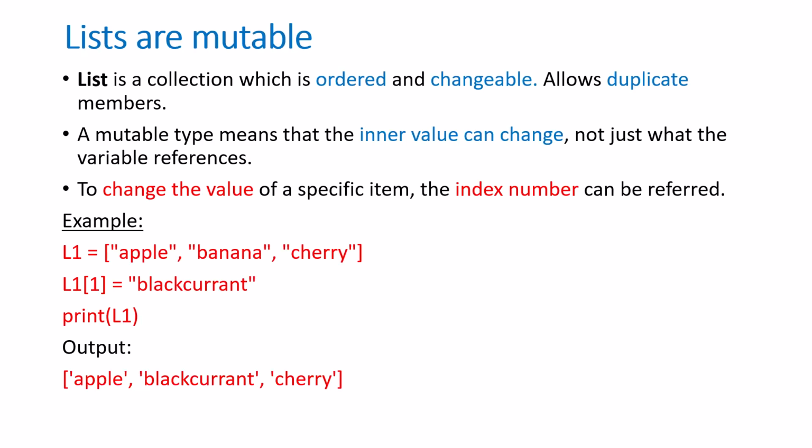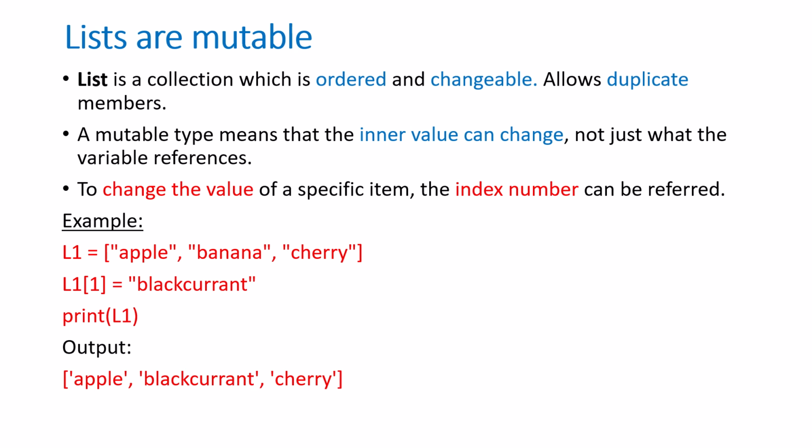And lists are mutable. So a list is a collection which is ordered and changeable. The actual meaning of mutable is changeable, and it allows duplicate members in that collection. So the mutable type means that the inner value can be changed, not just what the variable references.